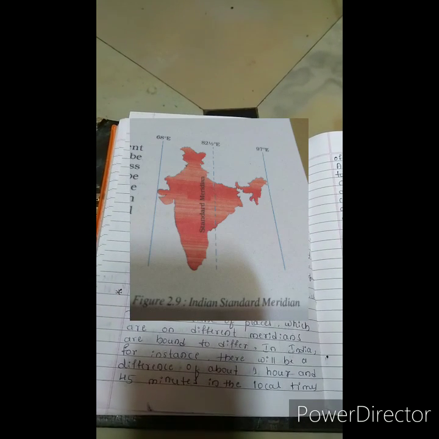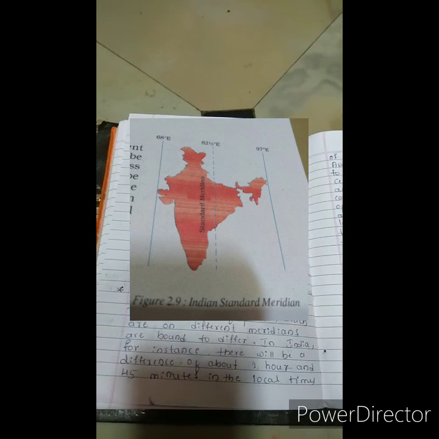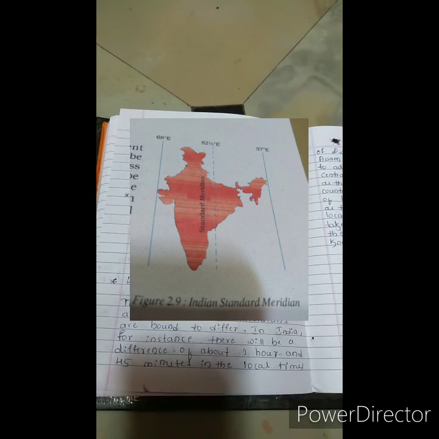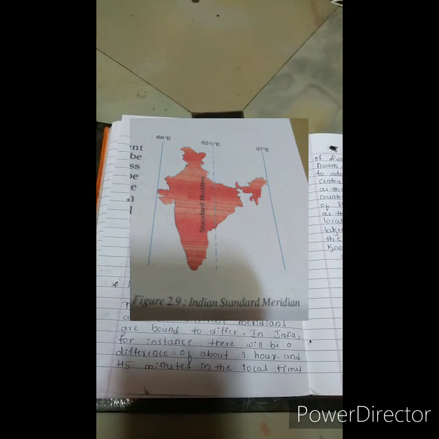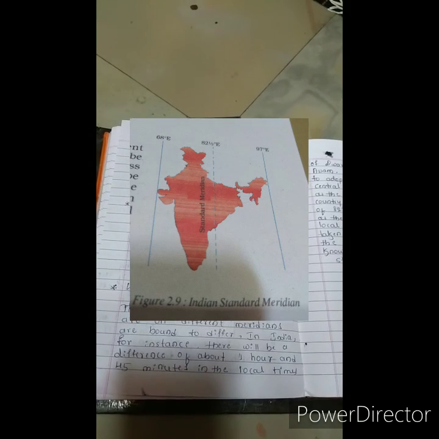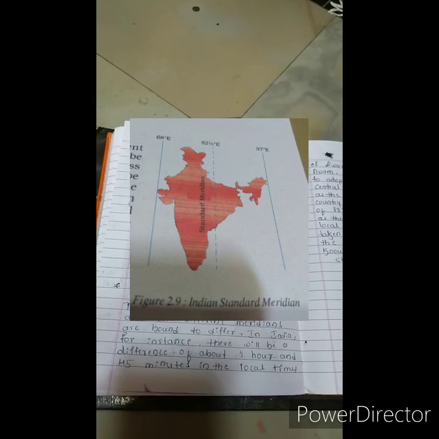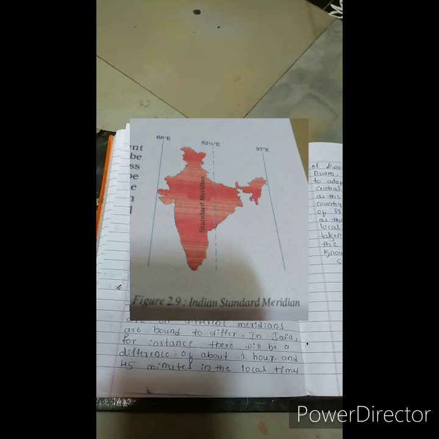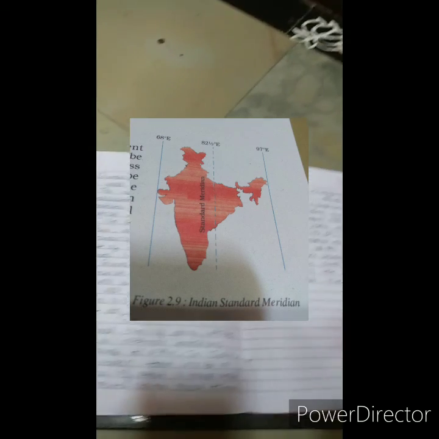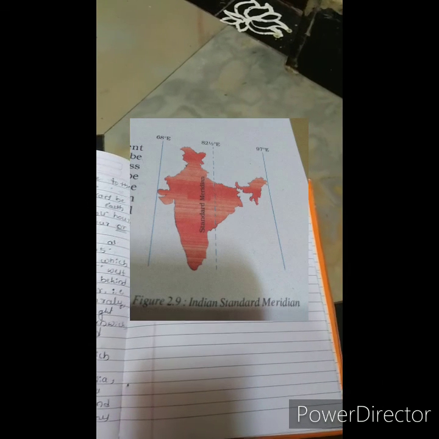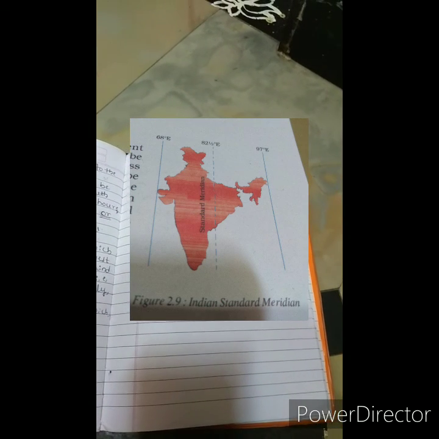Why do we have standard time? The local time of places which are on different meridians are bound to differ. In India, for instance, there will be a difference of about 1 hour and 45 minutes in the local times of Dwarka in Gujarat and Assam.